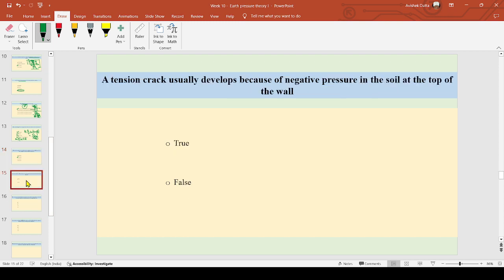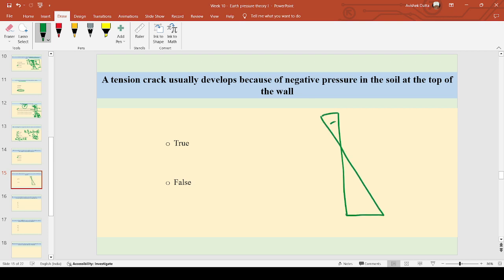Tension crack develops because of negative pressure. I think I've already discussed this part. So, what is the answer? True, sir. True, yes. On the top part of the wall, right? I've already discussed this diagram like this. So this is the top part of the wall.